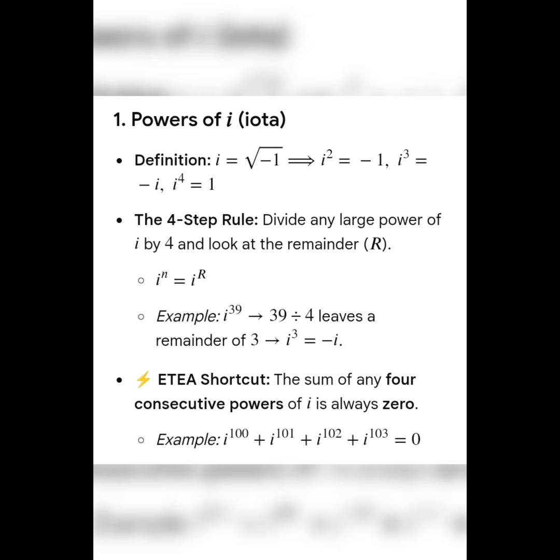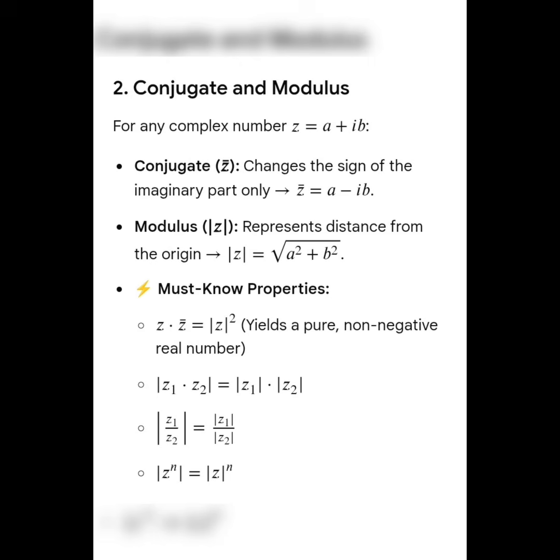The power of iota: as iota is equal to the square root of -1, iota square is equal to -1, iota cube is equal to minus iota, and iota power 4 is equal to 1. The 4-step rule: divide any larger power of iota by 4, then take its remainder as the power of iota, that is iota power n is equal to iota power r. The sum of any 4 consecutive powers of iota is always 0, that is iota power 100, 101, 102 and iota power 103 sum to 0.